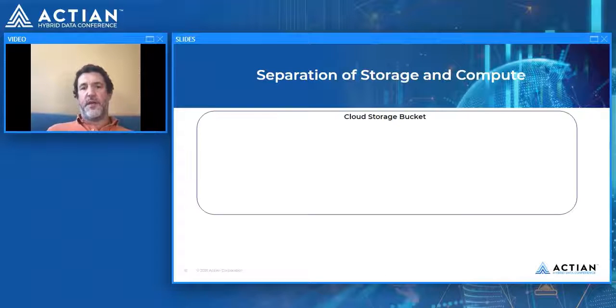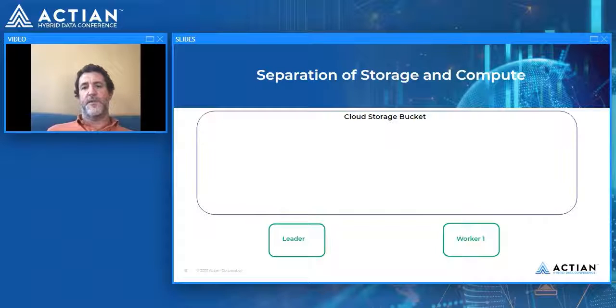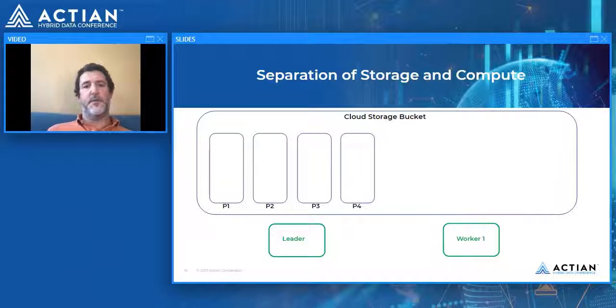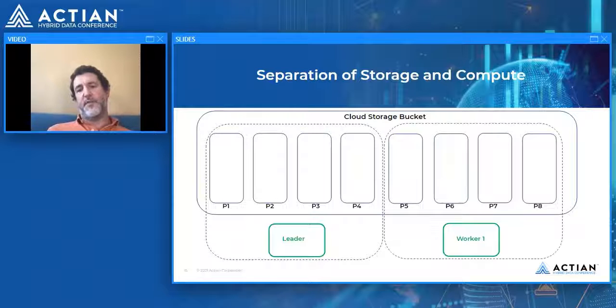So here we have a cloud storage bucket, and let's say we decide we want to deploy a 2-node cluster to do some work. We're going to create a table, and the way data is distributed in Vectorwise in Avalanche is by use of partitions. So we're going to choose 8 partitions for this particular table, and they get allocated dynamically based on the topology of the cluster. So the first 4 get assigned to the leader node, and the second 4 get assigned to the worker node. So now we have our table.